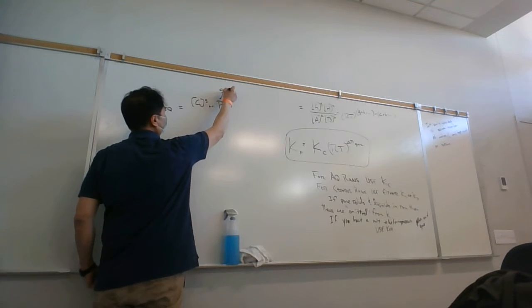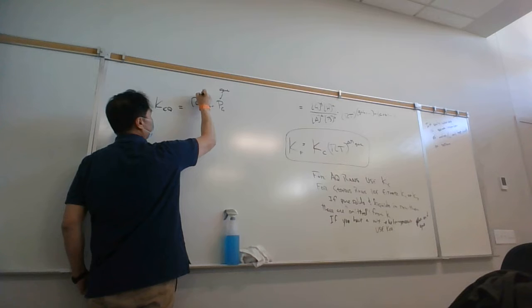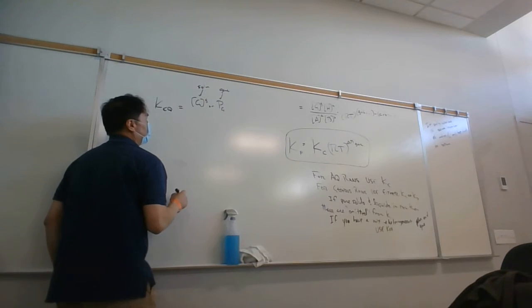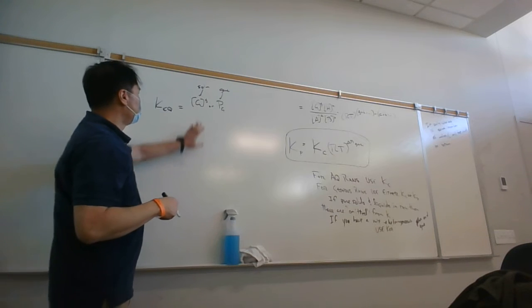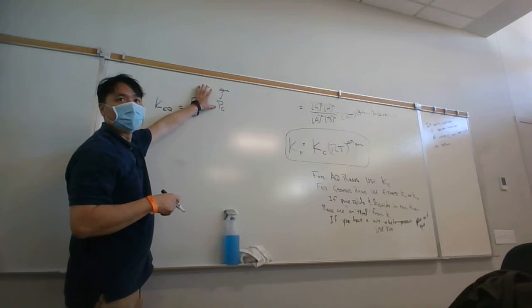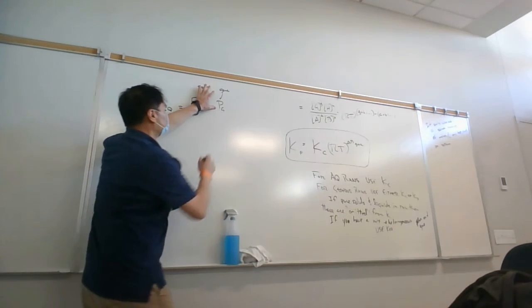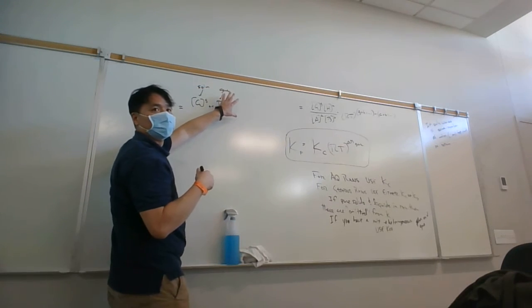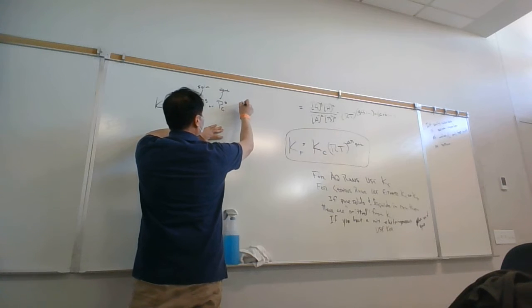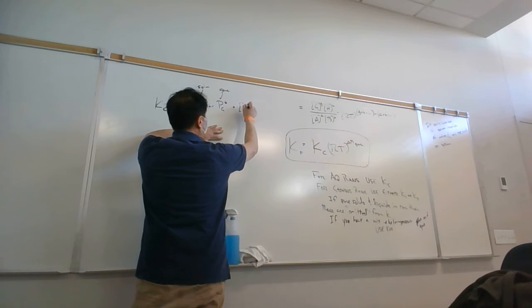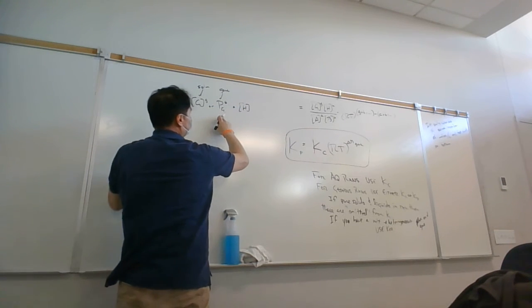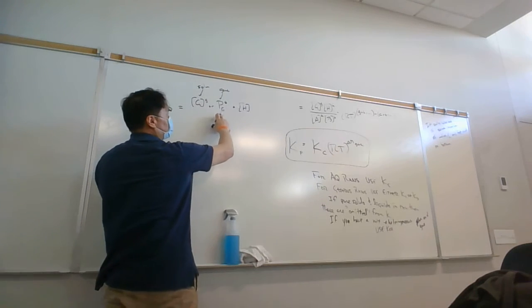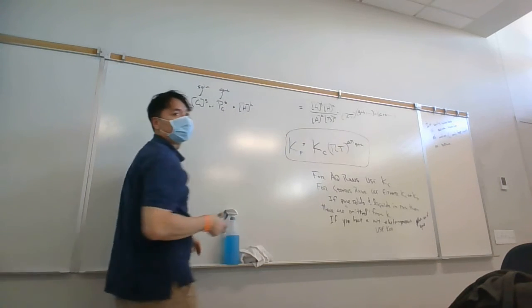So KEQ, we'll use the partial pressure if it's a gas, and the concentration if it's a solution. Let's say G was a gas, then we use PG, the partial pressure of G, raised to little g. Let's say H were a solution, then we would use the concentration. So we'd have a mix: for G, the partial pressure, and for H, the concentration.